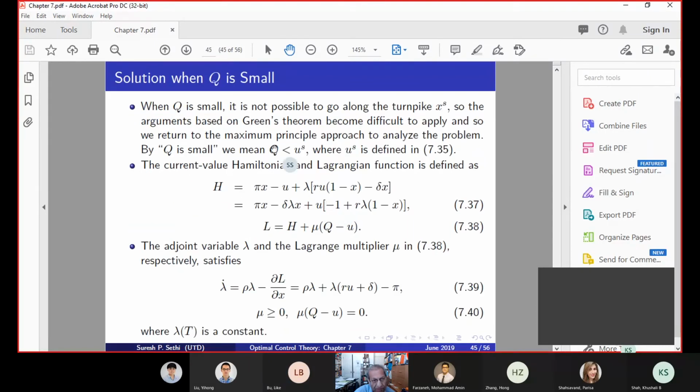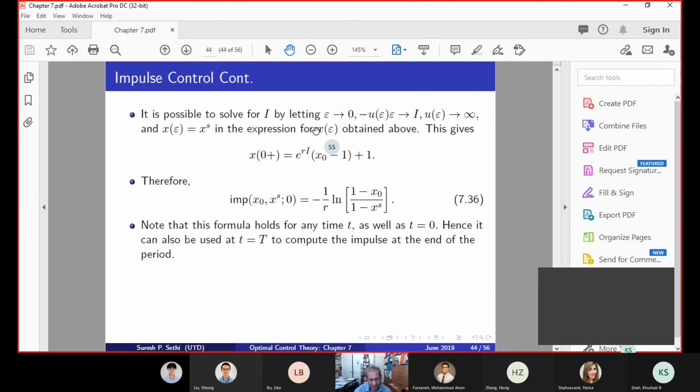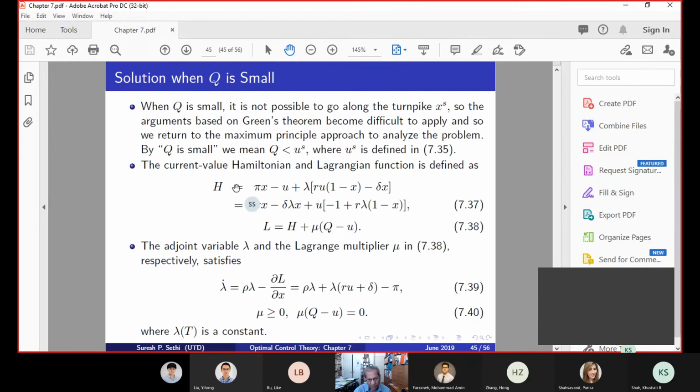You see, so let's now go through the maximum principle. Yeah, maybe I did a little bit too fast. So we have a Q small, we have a Hamiltonian, right? Then we have a Lagrangian, right? Hamiltonian plus mu times Q minus U, right? Then we have a lambda dot, and we have a complementary slackness condition. So maximum principle has to have all of these conditions satisfied, right? That's what we need, right?